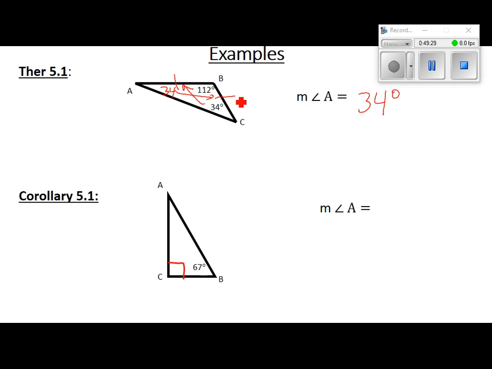How could we find angle A in the next picture? 90 plus 67, subtract it from 180. Now Michael's doing it the long way, because what's a shorter way? If you know that one angle is a right angle, 67 plus whatever equals 90. Right. The other two angles other than the 90 have to add up to equal how much? 90 degrees.